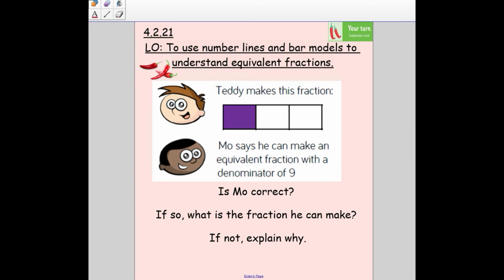This question is suitable for chilli 1 and 2. Teddy makes this fraction, so he's got 1/3 shaded there. Mo says he can make an equivalent fraction with a denominator of 9. Is Mo correct? If so, what is the fraction that he can make? If not, can you explain why? Pause the video and have a go now.